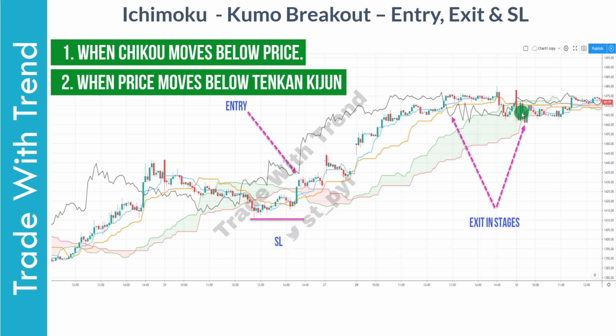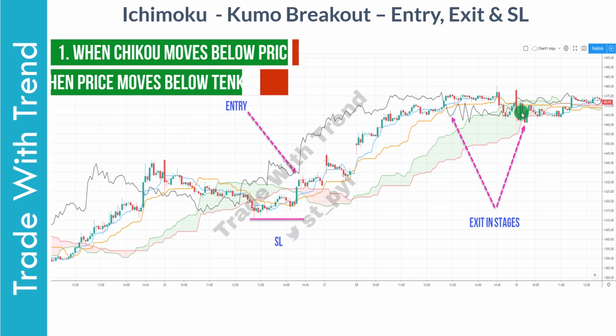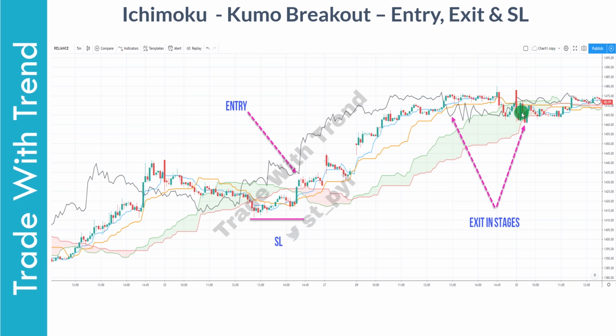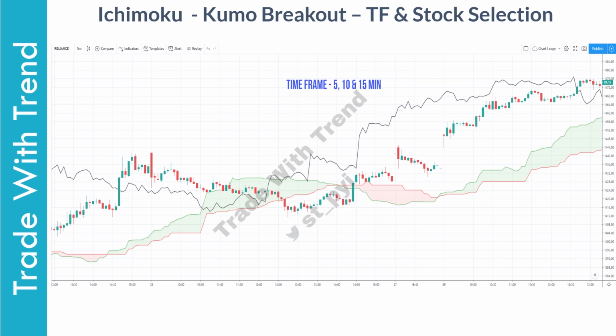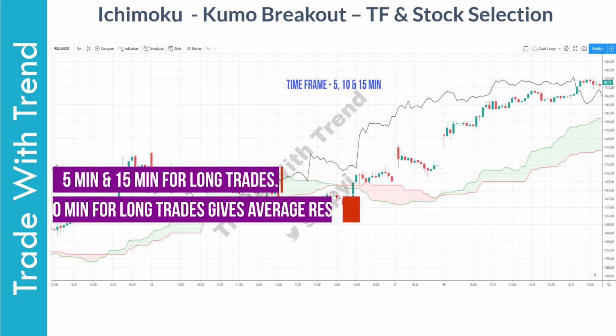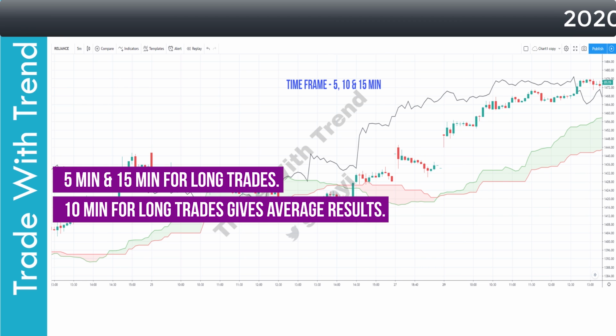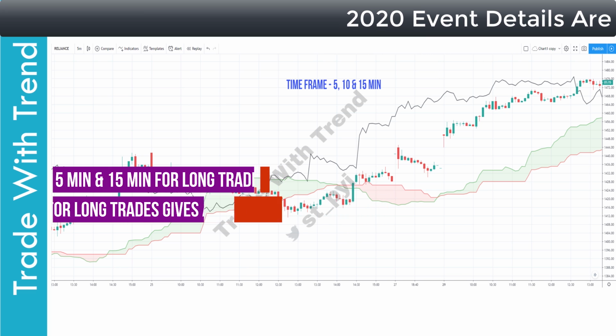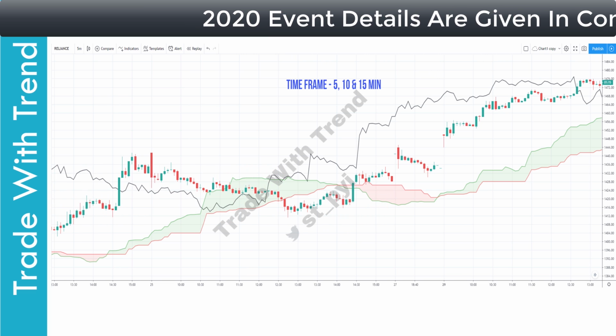Now when you are trading over short term, apart from stop loss and exit, it is absolutely crucial for you to select the right time frame and the right stock to trade. So let me now give out a couple of pointers for the same. When it comes to short-term trading, the most popular time frame is 5-minute, 10-minute and 15-minute time frame chart. Out of these 3 time frames, Kumo Breakout actually works well on 5-minute and 15-minute time frame.